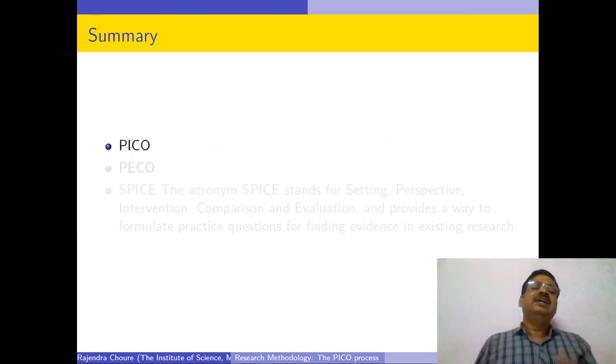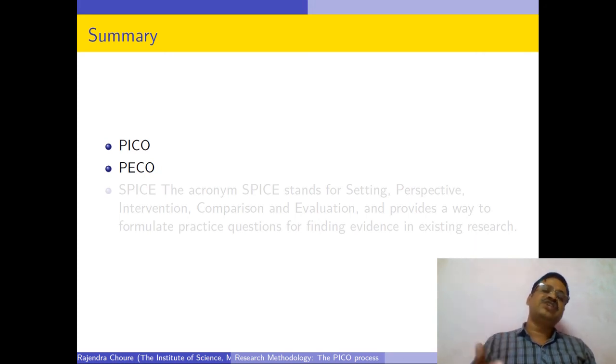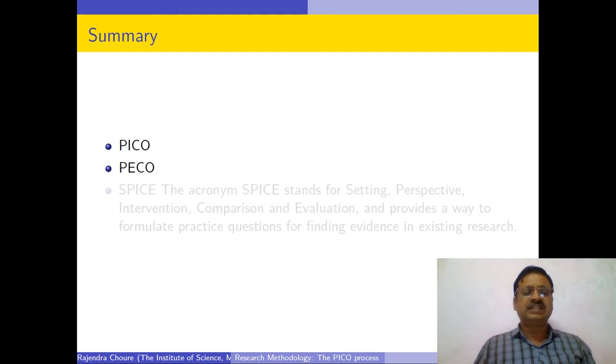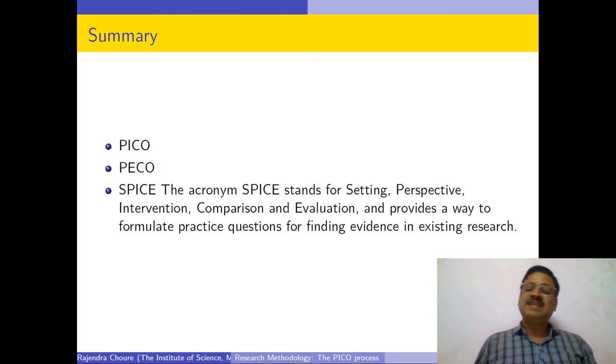I said earlier that this shall be an extension of your literature search lecture. We have considered the PICO process, where E is for exposure instead of intervention. Exposure is used if you haven't carried out the change, if you are studying a change that happened due to natural processes or other things, but you haven't done it yourself. Then SPICE is the acronym for setting, perspective, intervention, comparison and evaluation. SPICE provides a way to formulate practice questions or find evidence in existing research that will help you. These frameworks will help you to formulate your literature search.